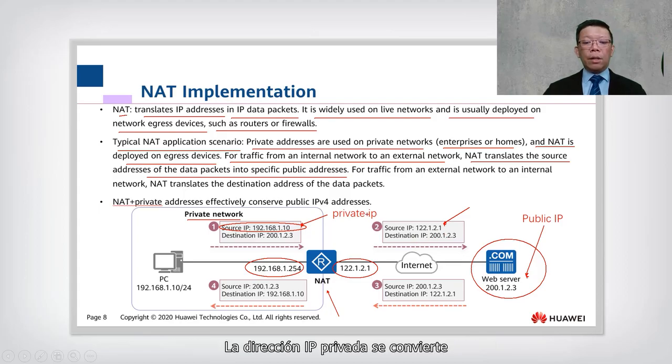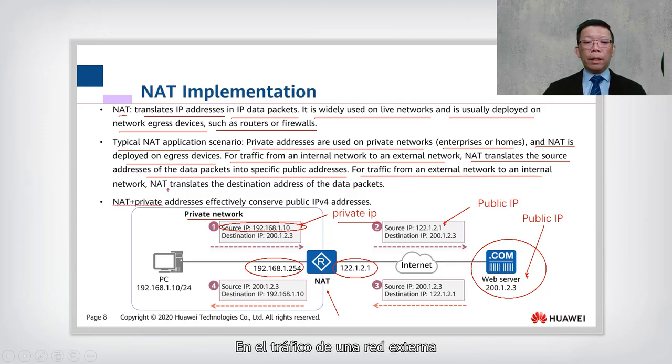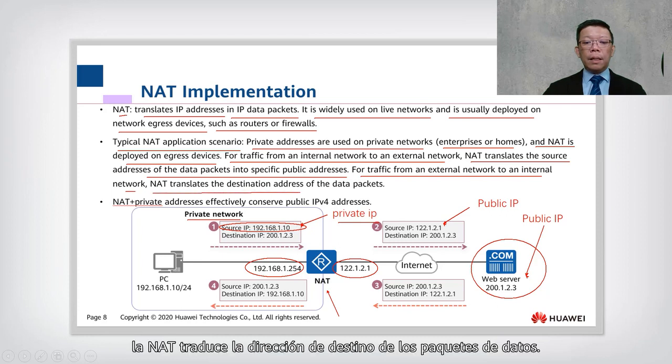Here we are translating from a private IP address into a public IP address on the router. You get it? So in essence, this is how NAT works. It translates from the private IP into a public IP. For traffic from an external network to an internal network, NAT translates the destination address of the data packet.